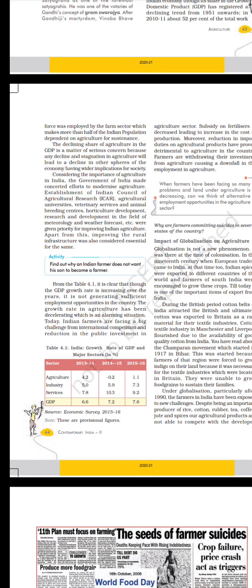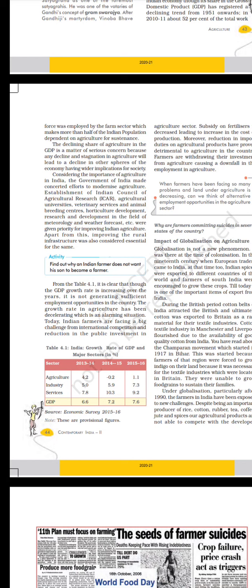Cotton textile industry in Manchester and Liverpool flourished due to the availability of good quality cotton from India. You have read about the Champaran movement which started in 1917 in Bihar. This was started because farmers of that region were forced to grow indigo on their land because it was necessary for the textile industry which were located in Britain. They were unable to grow food grains to sustain their families.